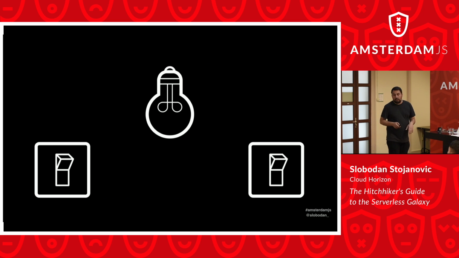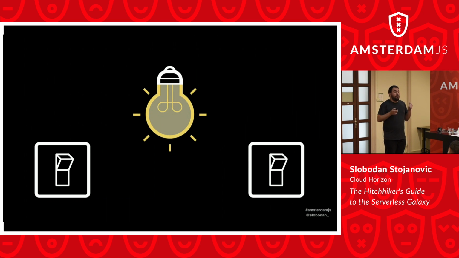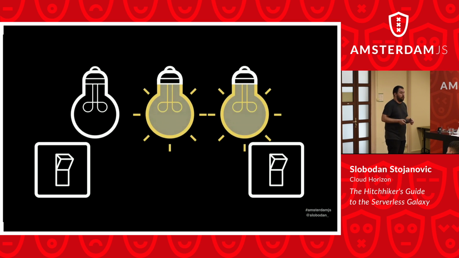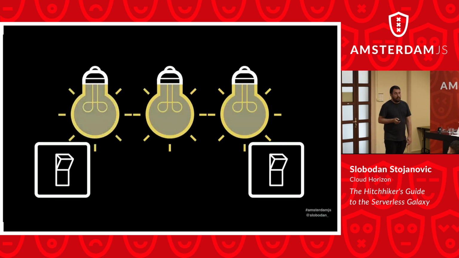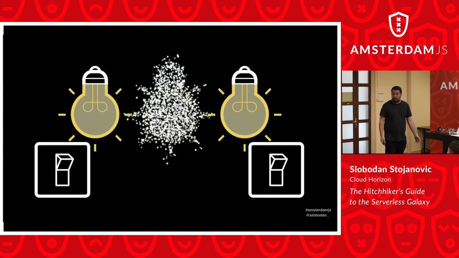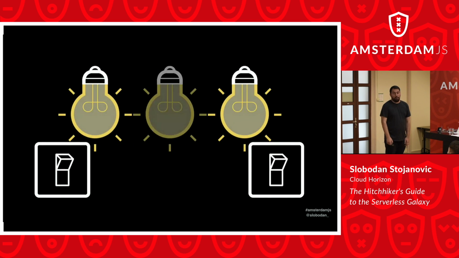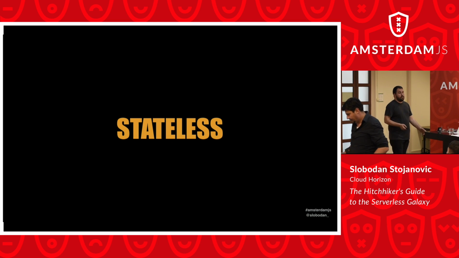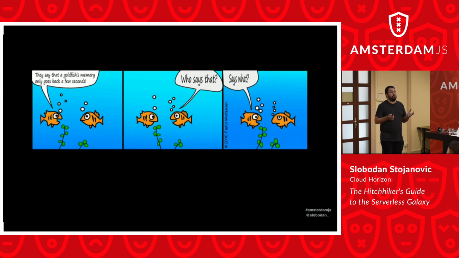But beside that, serverless is a bit different because if you need more light, it will scale automatically. So it will give you more light without doing anything. And also, if something breaks, as we saw, it will be automatically replaced. So our functions are in some way like a light bulb, but not really. Also, they're stateless. They're like goldfish.